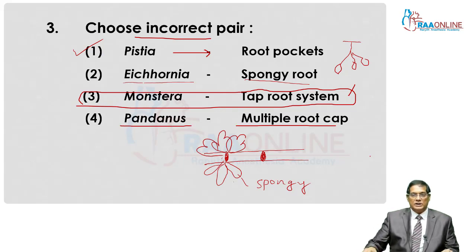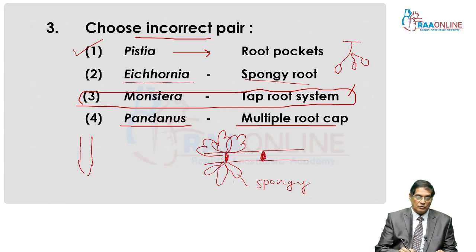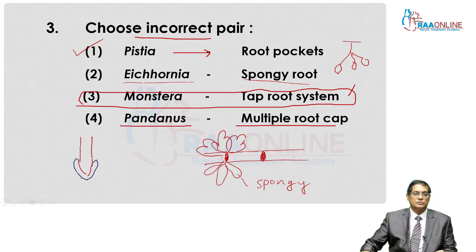Then again, Pandanus. Pandanus is known for multiple root caps. Actually, the root cap is single in most roots. See this one. This is a normal root, in which the root cap is a single structure like this. This is the root cap.